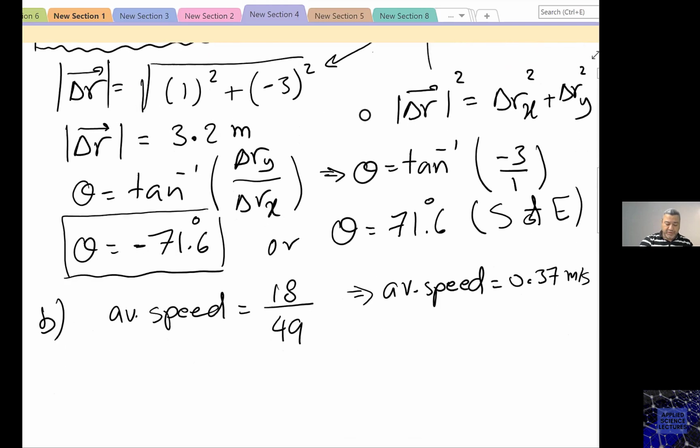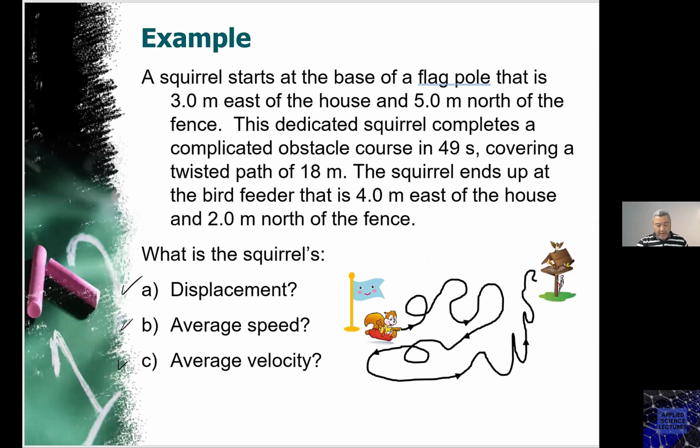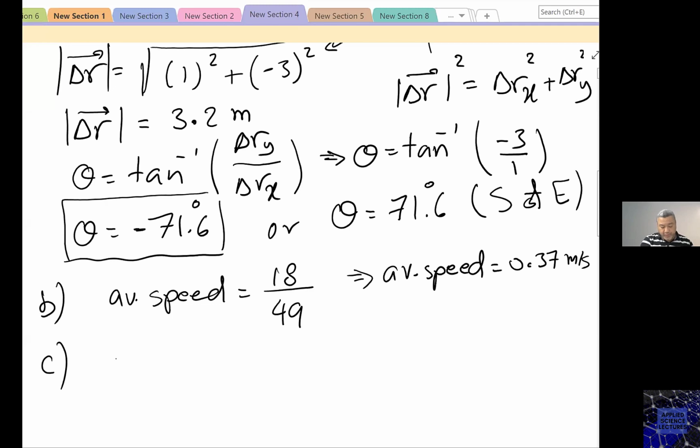Now let's move on to C. What is C? Find the average velocity. In order to find the average velocity, if you recall, what is the average velocity? Can somebody tell me? Delta r over time. Excellent. Delta r over delta t. Average velocity is the displacement divided by the total time.